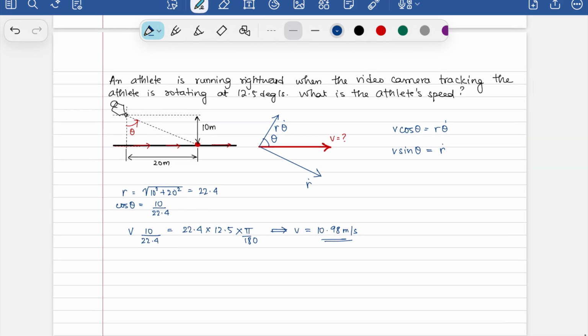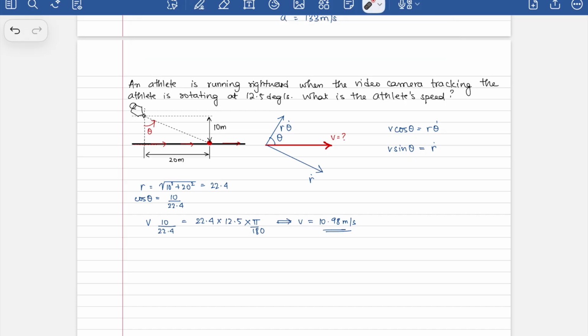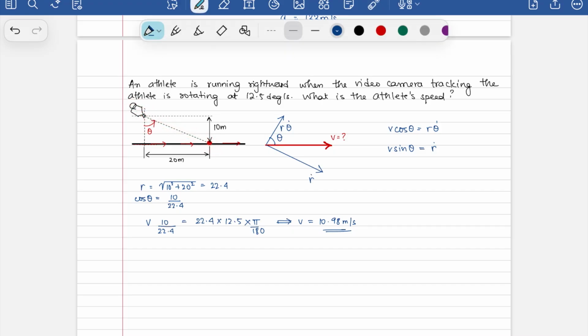So that is again how you can obtain the speed from just knowing the information about how this tracking device is rotating and what is the radial distance. Okay, I hope this makes sense. Let's do one more problem.